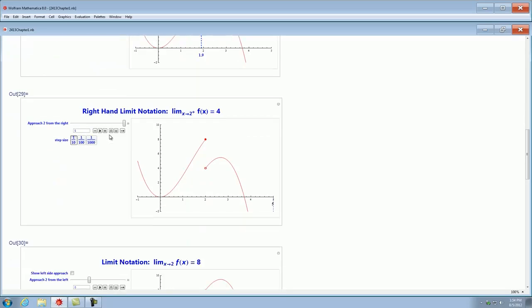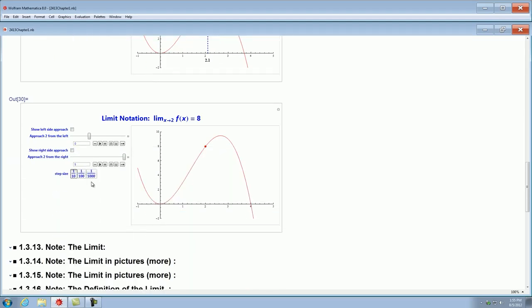Right-hand limit notation. Now let's do the same function approaching 2 from the right. So that means that we are going to be coming in from this side. That limit is 4 because we're approaching a y value of 4.